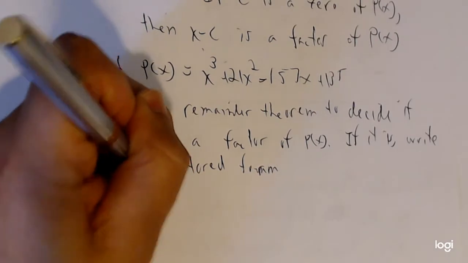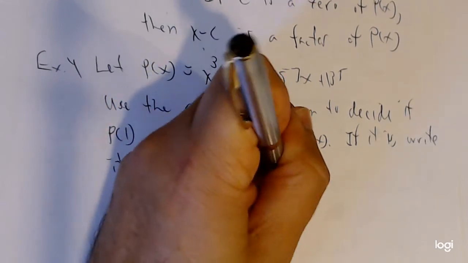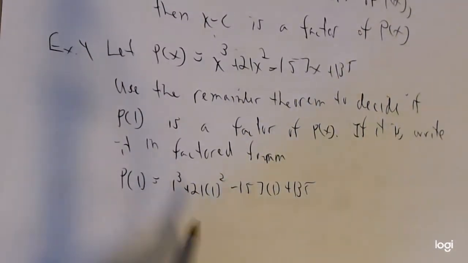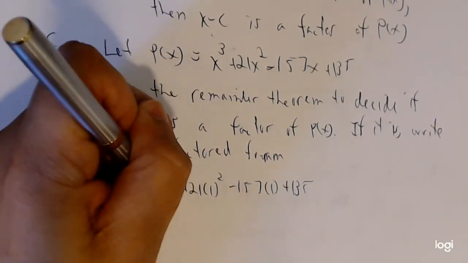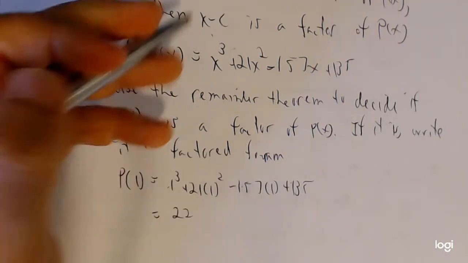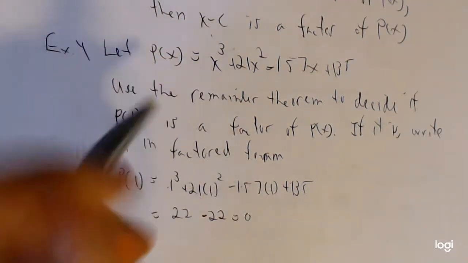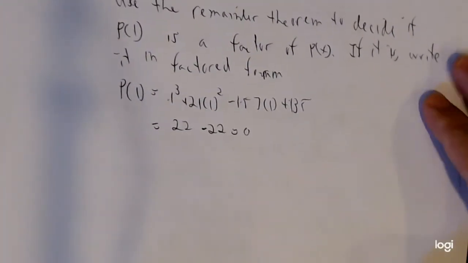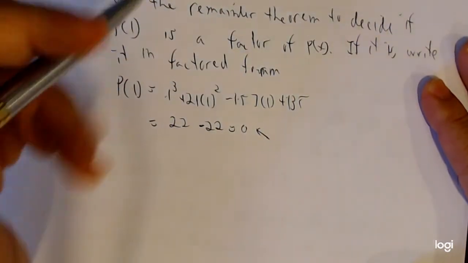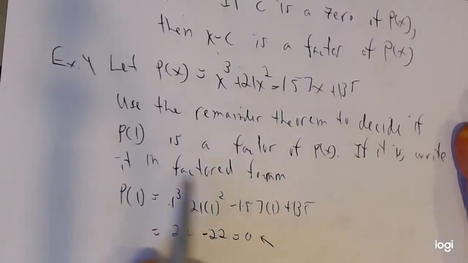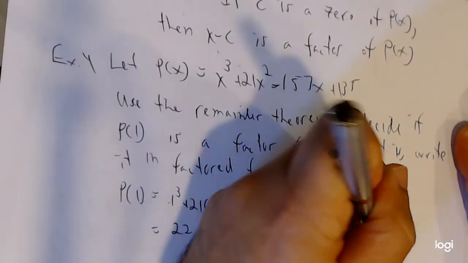It'll be 1 cubed plus 21 times 1 squared minus 157 times 1 plus 135. I just literally plug in 1. And what do we get here? 1 plus 21 is 22. Negative 157 plus 135 is negative 22. And sure enough, it zeroes out. So what does that mean? The answer is yes, it is a factor, because my remainder theorem is saying this is a 0. So x minus 1 is a factor, right?